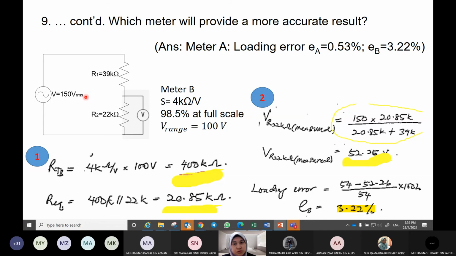The next step is to find the voltage measured by meter B using the voltage divider principle. We get 52.25, and then the error of this measurement is the actual VR2 minus the measurement, divided by the actual, multiplied by 100, and we get 3.22%. So from this error, it obviously shows that meter A is more accurate.